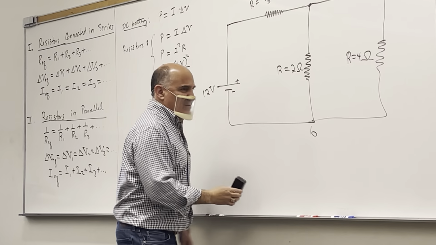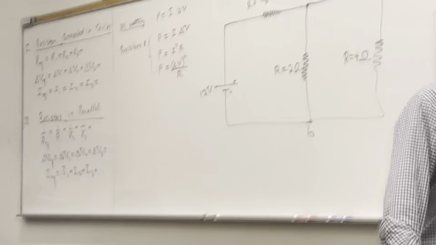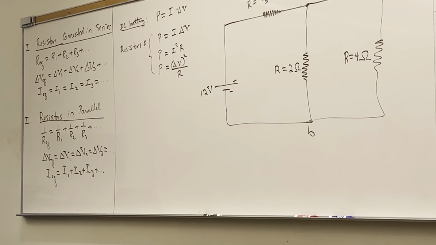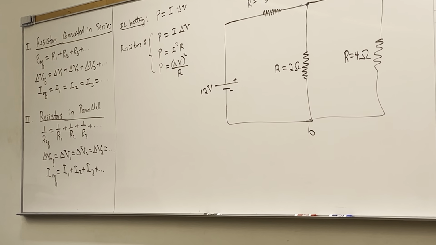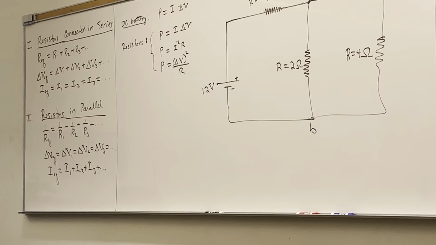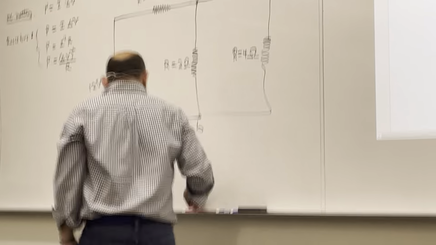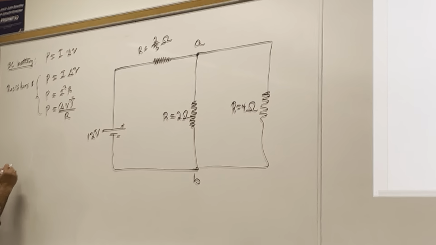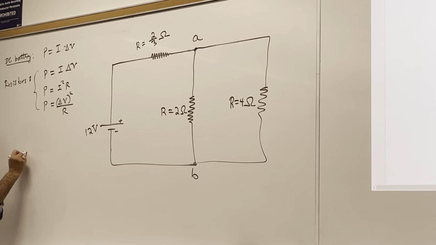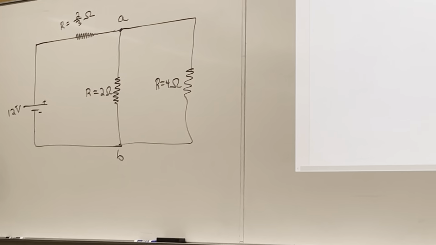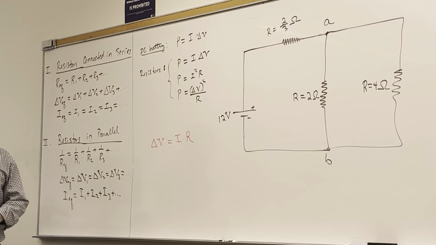Okay? And we have a whole lot of questions, right? What's the current through each resistor? Some questions dealing with power and energy. And the master equation, right, is that the voltage across the ends of a resistor is equal to the current through the resistor multiplied by its resistance.